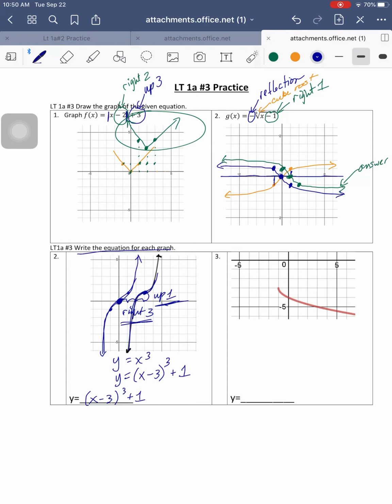All right. Next problem, we see we have a square root function. There should be an arrow off to the left here. That's my bad.